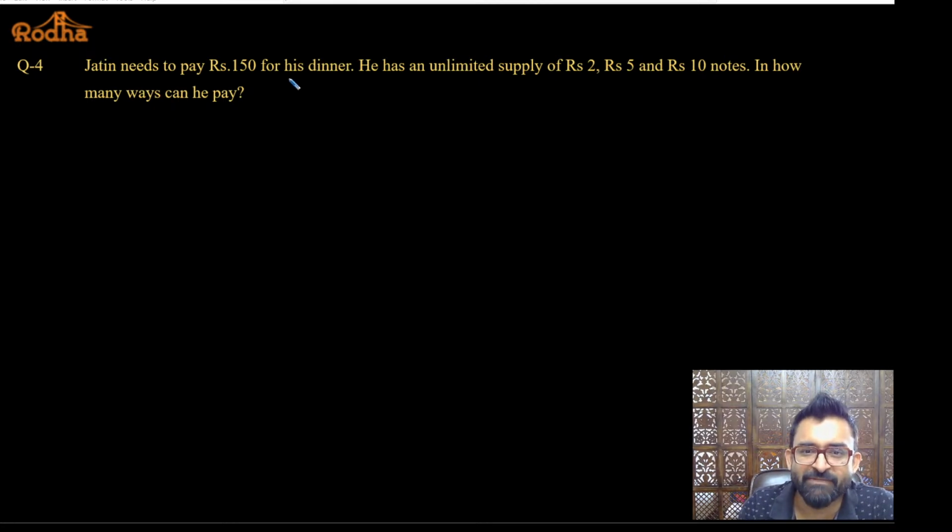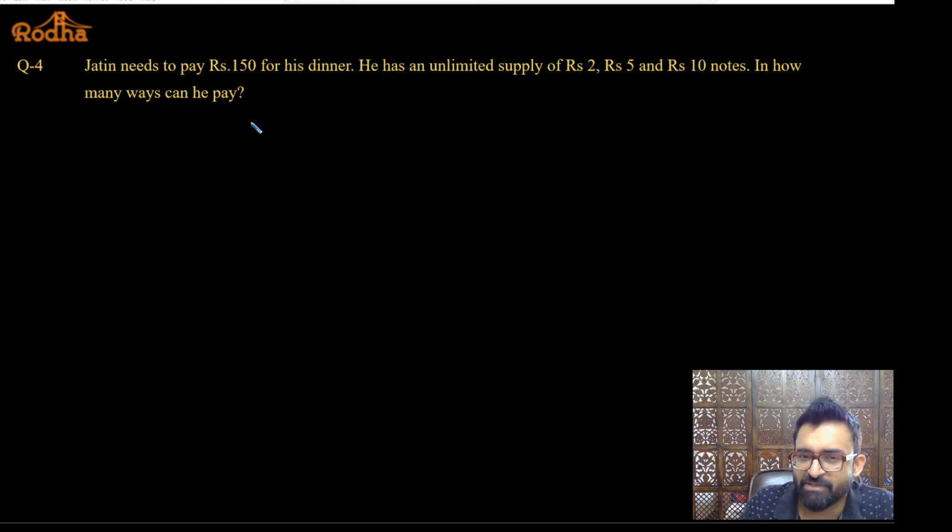Jatin needs to pay rupees 150 for his dinner. He has an unlimited supply of rupees 2, 5 and 10 notes. How many ways can he pay? What does unlimited mean? He can pay the entire amount with rupee 2 notes only. He'll give 75 notes of 2 rupees, his bill will be paid, right?